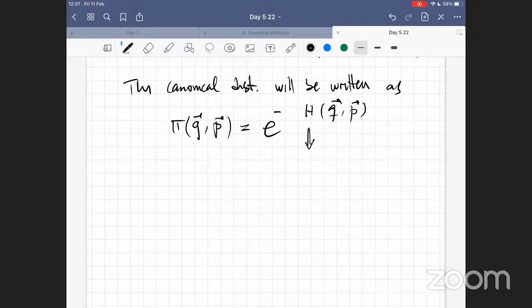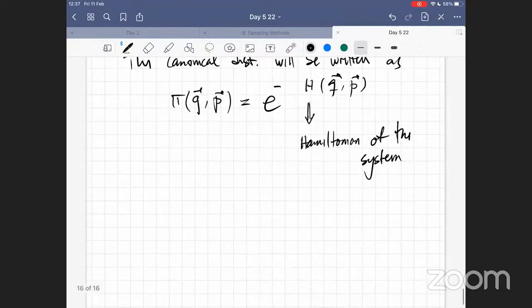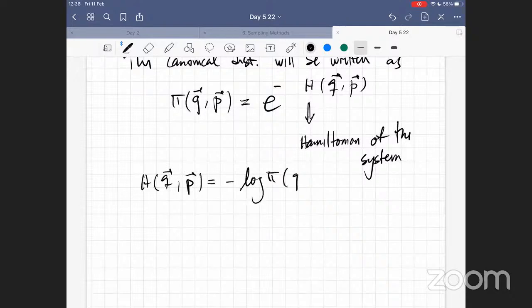So this Hamiltonian of the system is a typical Hamiltonian, right? But then you will have Hamilton equations. Okay. So, but then nothing. The Hamiltonian will then be given by just minus log of the joint distribution.